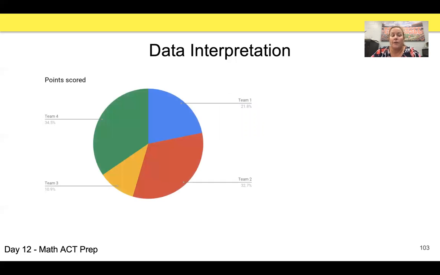So here you've got a pie chart, and it's broken up into 4 teams. When you do pie charts, they're usually representing percentages of the whole. And as you see here, we've got percentages of points scored. So it's not telling us actual points scored, but just percentages of the total.